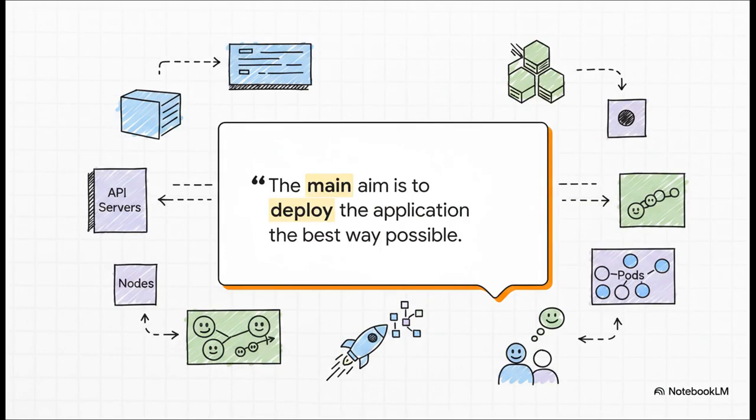As we bring all of these incredible pieces together, I really want you to consider this quote directly from our source material. Always remember, the main aim is to deploy the application, and we need to deploy the application the best way possible using Kubernetes. That's it. All of this architectural complexity, the API servers, the modular interfaces, these advanced pod patterns, it all serves one beautiful, totally unified purpose: shipping reliable software to your users.